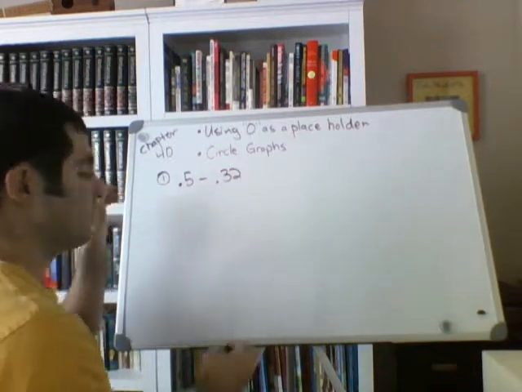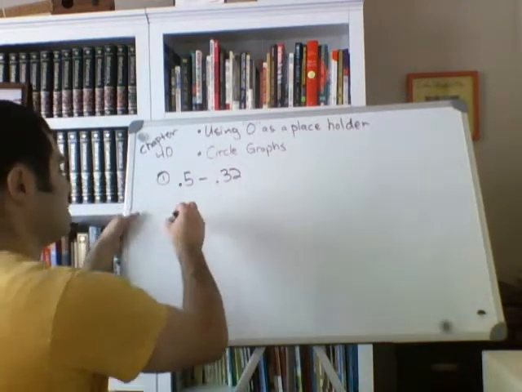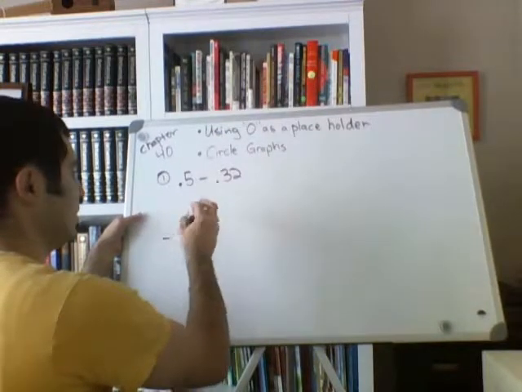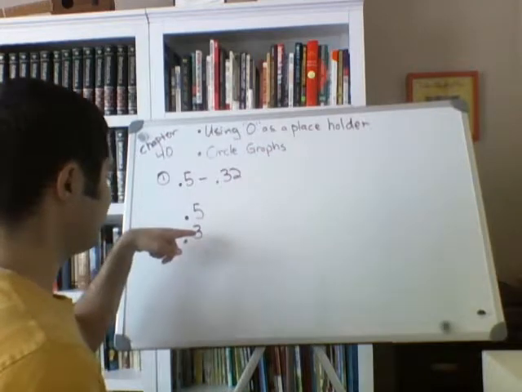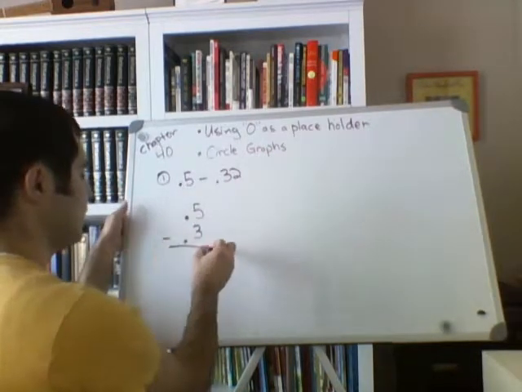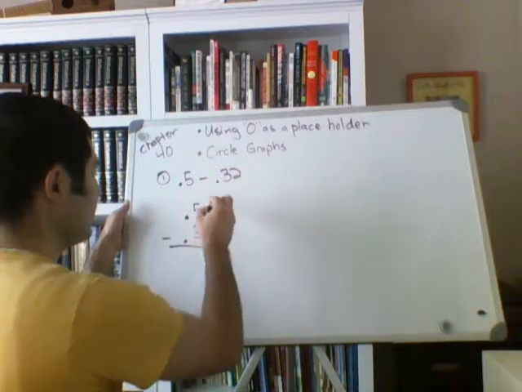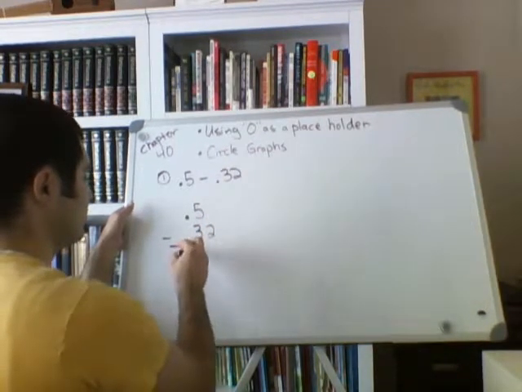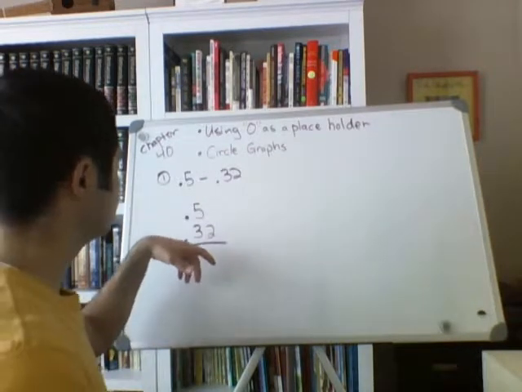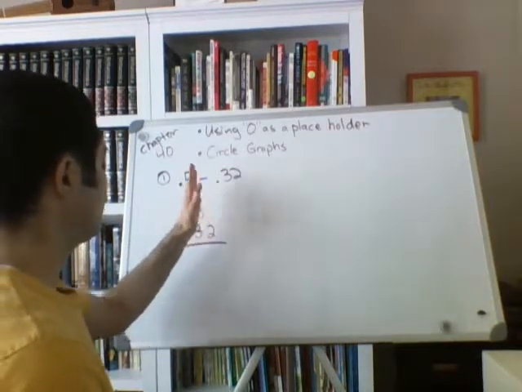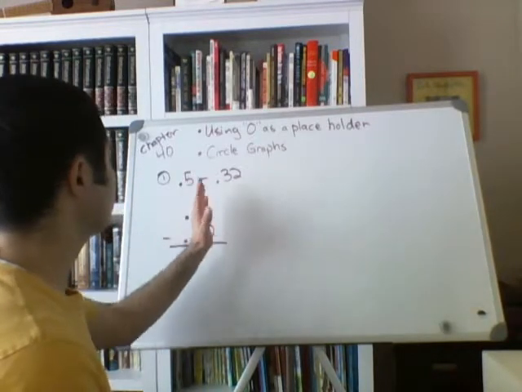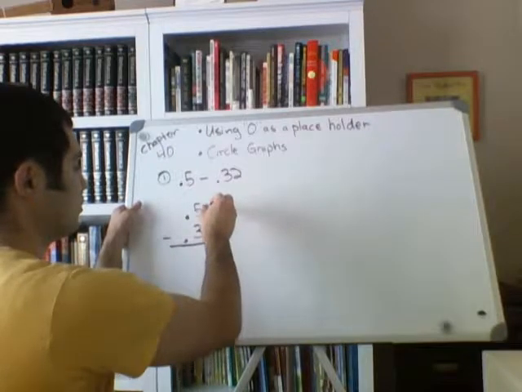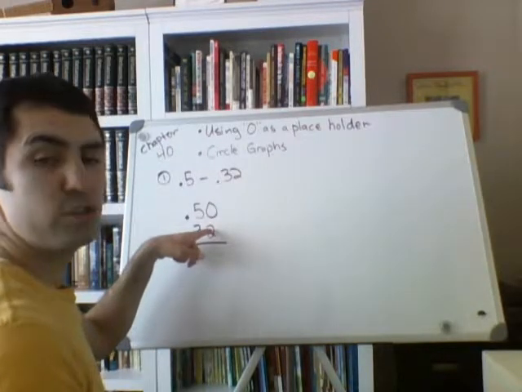0.32 subtracted from 0.5. Obviously, we'll always rewrite these going up and down. 0.5. Remember, decimals have to be lined up. So the 3 is in the 10th spot, and so is the 5. So they are lined up. But this is 0.32. Now, a lot of times, you're going to look at this and say, okay, start on the furthest you can go to the right. There's nothing here, so you need to put a placeholder 0 because you have to subtract this 2 from something.